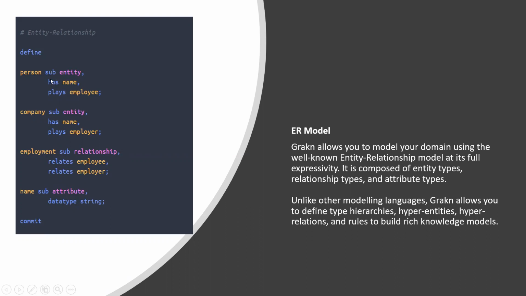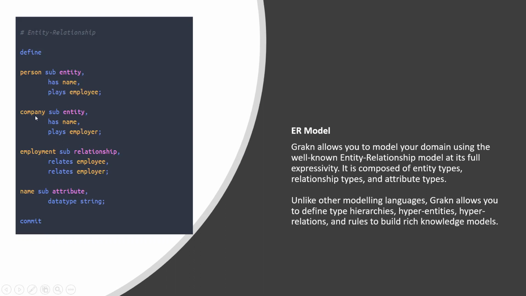So this is the keyword entity, and this is the reserved word sub. And when I say this is entity, it is entity. Okay, person sub entity has a name, place, employee. So actually these are the roles. It has a name and it plays the role of an employee.